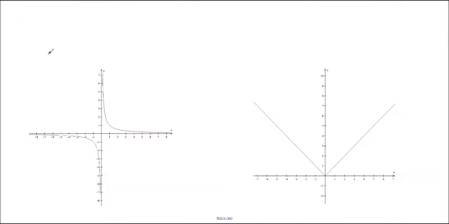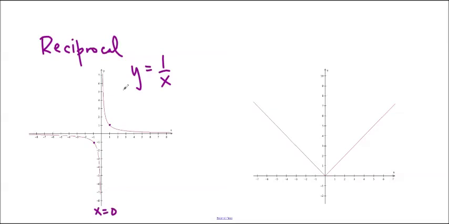Alright, then we've got the reciprocal function, which is y equals 1 over x. We do have two significant points here. We should have (1, 1) and also (-1, -1). And then we have two asymptotes. x equals 0 is right here, the vertical asymptote, and y equals 0.